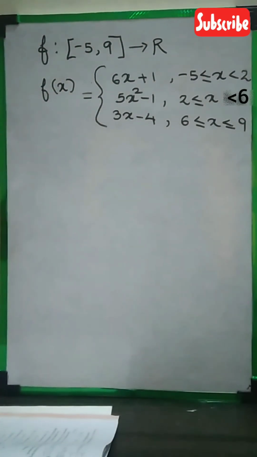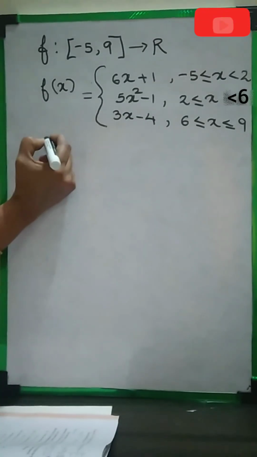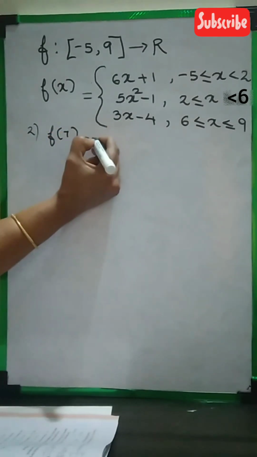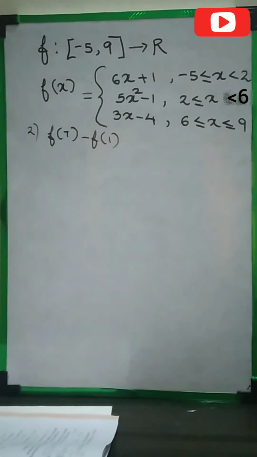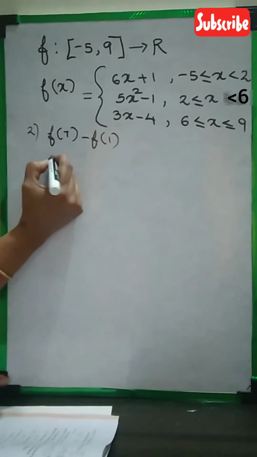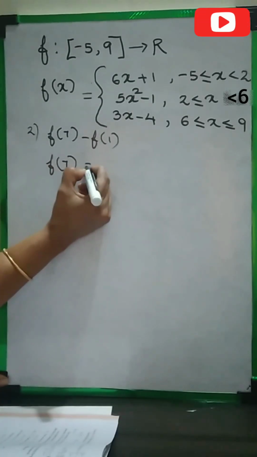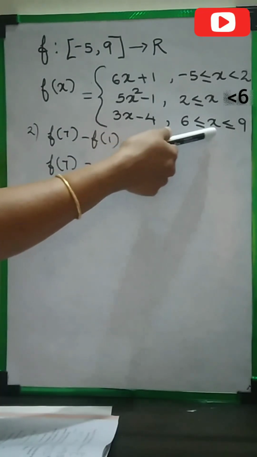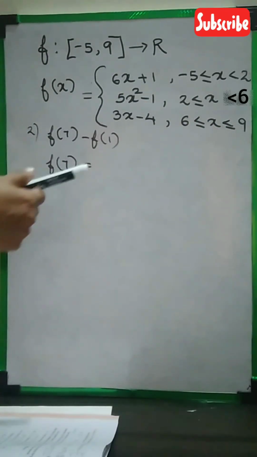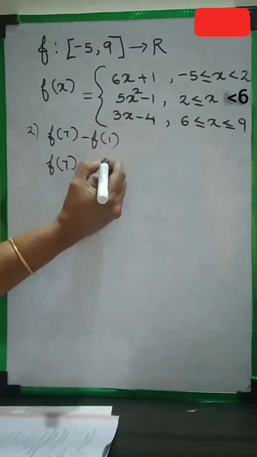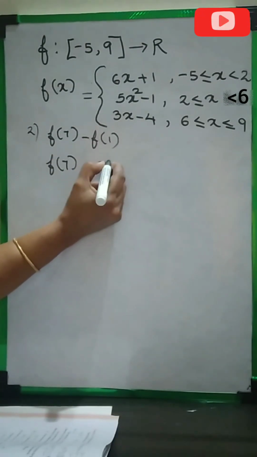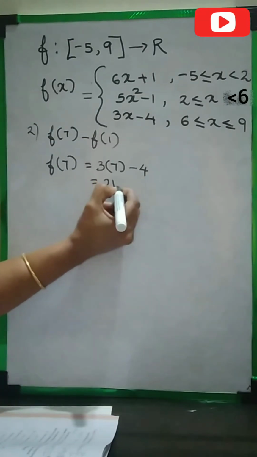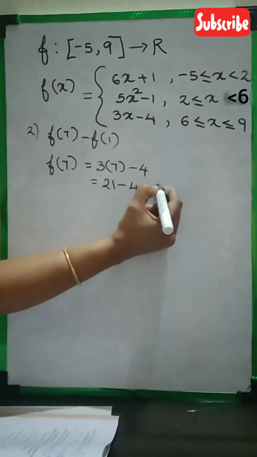Okay. இனி second one என்ன கண்டுபிடிக்க சொல்லிருக்காங்க? Second one f of 7 minus f of 1. Okay. So first f of 7 கண்டுபிடிக்கலாம். f of 7. So 7 எந்த interval வரும்? Third one. இல்லையா? 6 less than or equal to x less than or equal to 9 வரும். That is 3x minus 4. Okay. So that is 3 into 7 minus 4. That is equal to 21 minus 4. That is equal to 17.